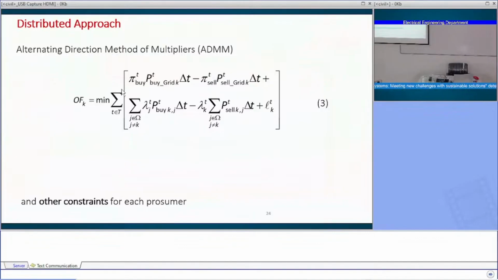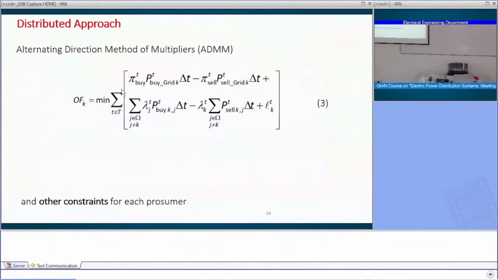So we add the summation for all the transactions that prosumer K can have with another prosumer J. And obviously he can buy from prosumer 1, prosumer 2, prosumer 3. So this is the idea of this summation. And this is also for the power that is injected. So the prosumer, if he has a generator that is larger than the local consumption, injects to the network and directly transacts, so sells power to some other prosumers. And this is the summation.